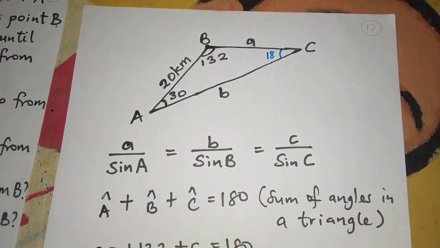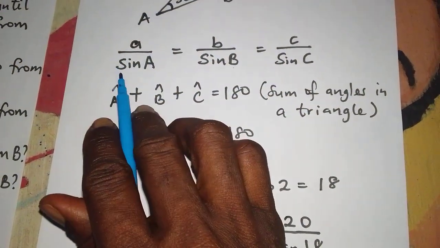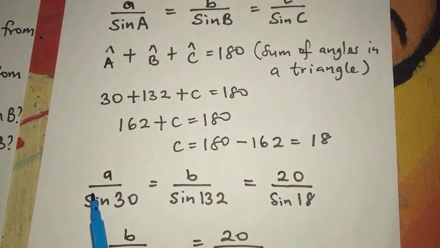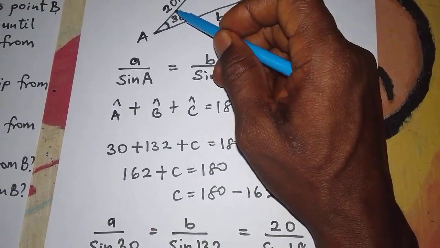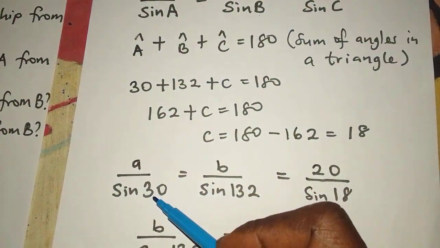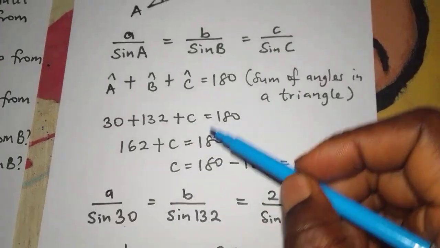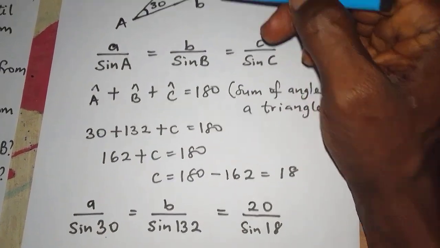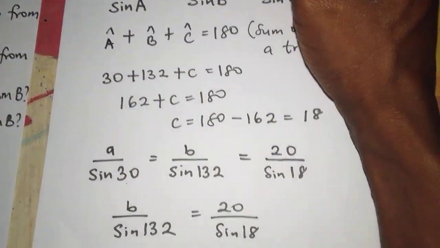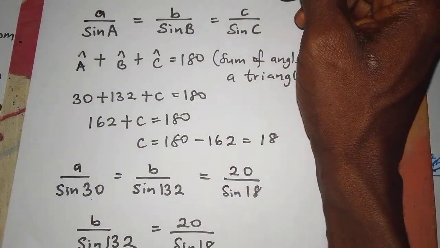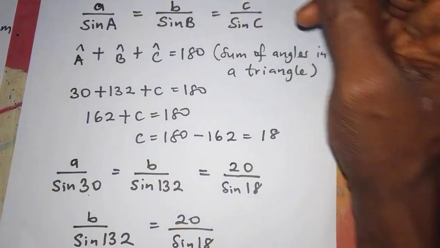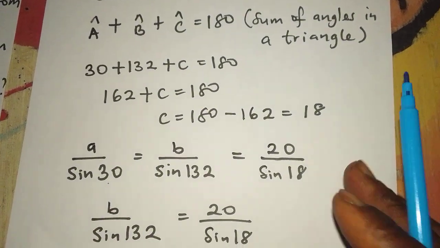If this is 18, then you now substitute into the sine ratio. A, we are not given A over sine A is for 30. Write 30. Then your B, we are not given B over sine B is what? 132. Then C is 20 over sine 18.